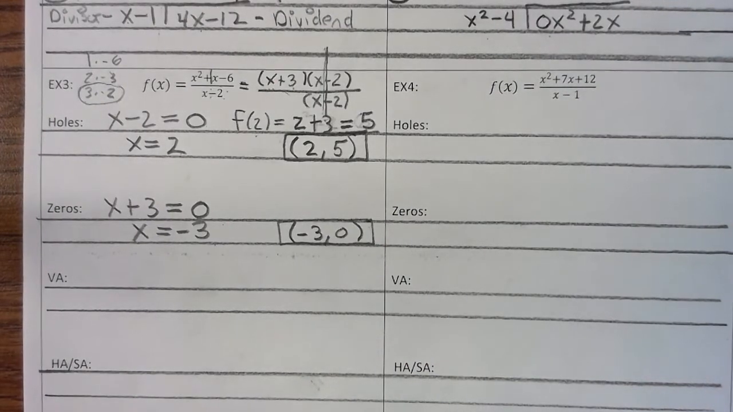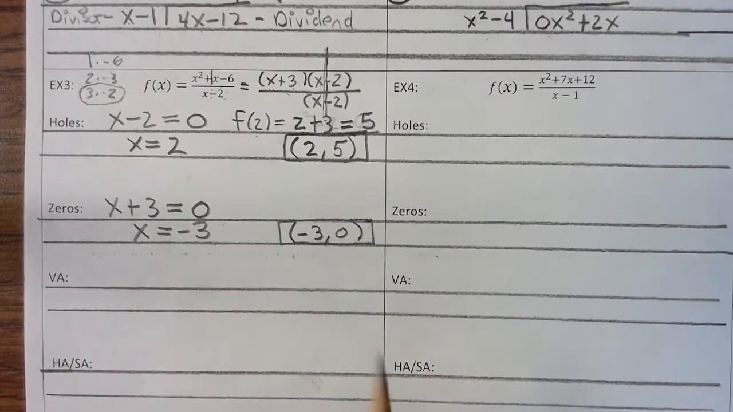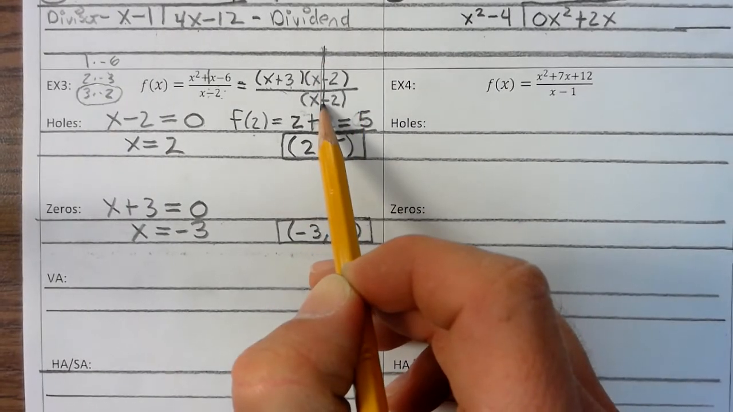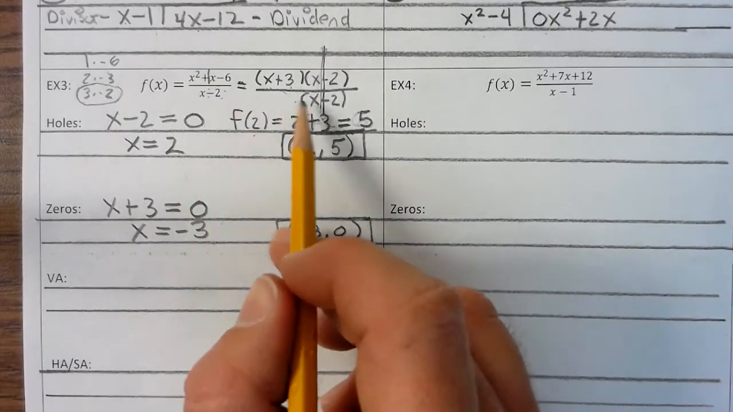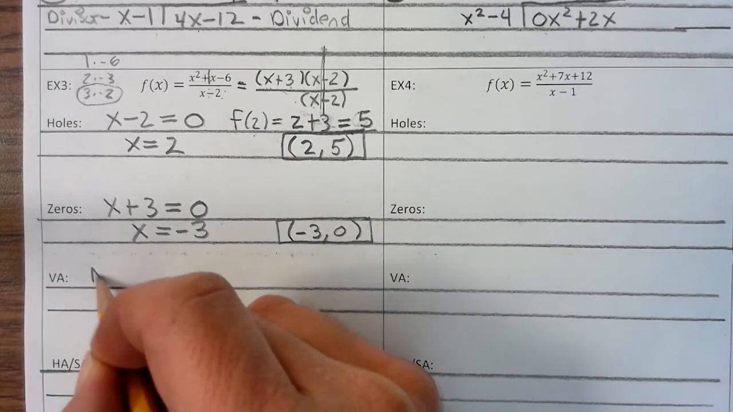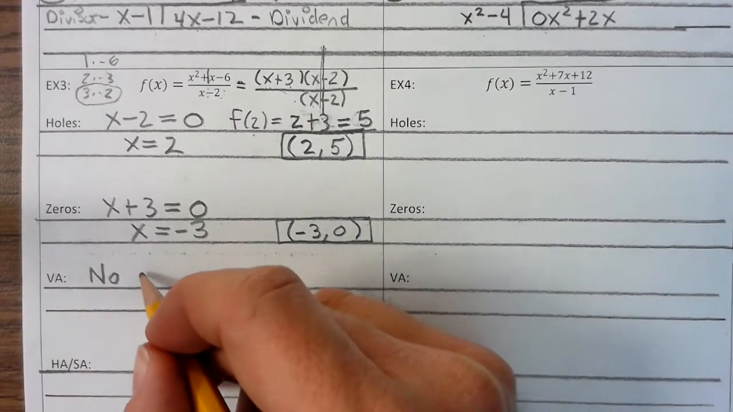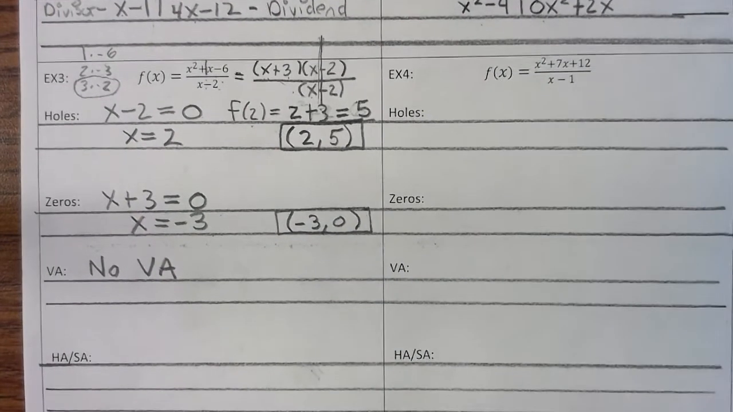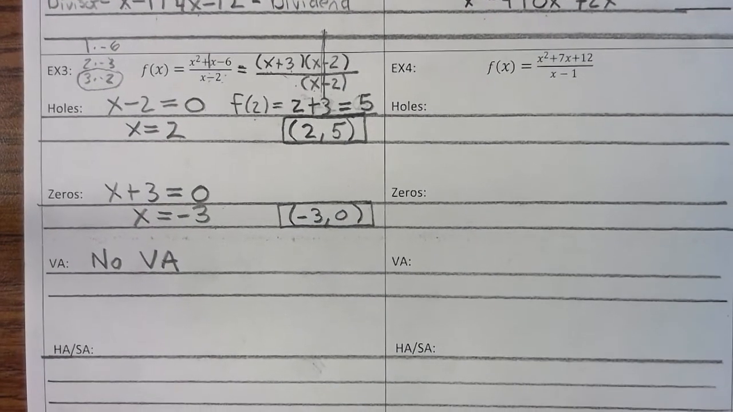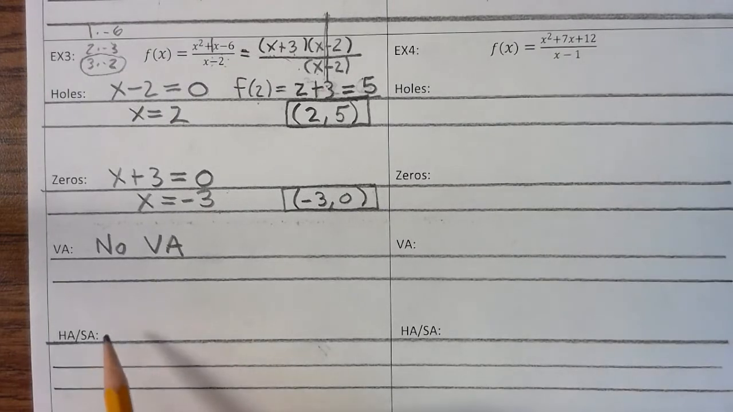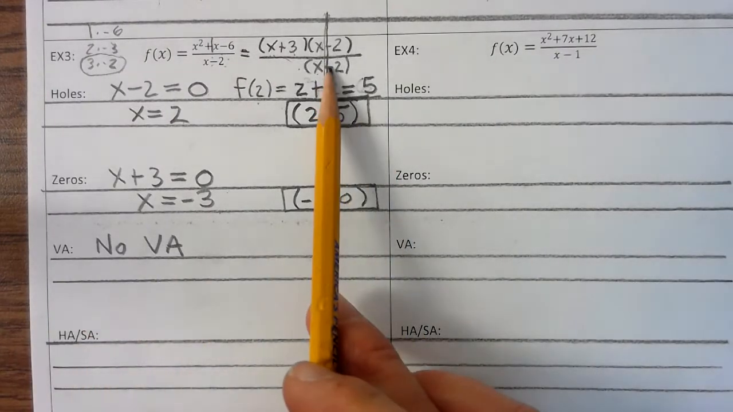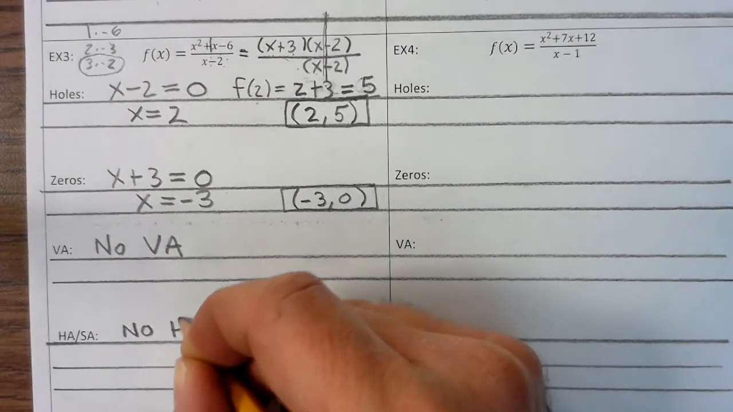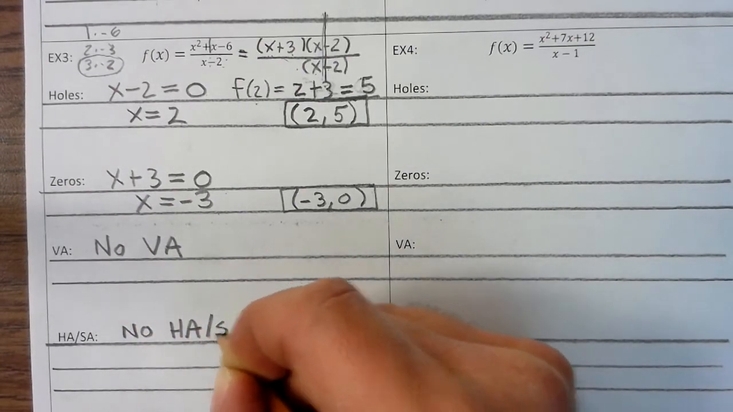Okay, so for the vertical asymptote, now here you have to be careful. Since this became 1, there's no denominator, so since you don't have a denominator, there's nothing to set equal to 0, so there's no vertical asymptote. Okay, now for the slant asymptote, same thing. Since there's no denominator, you can't divide, so there's no horizontal asymptote or slant asymptote.